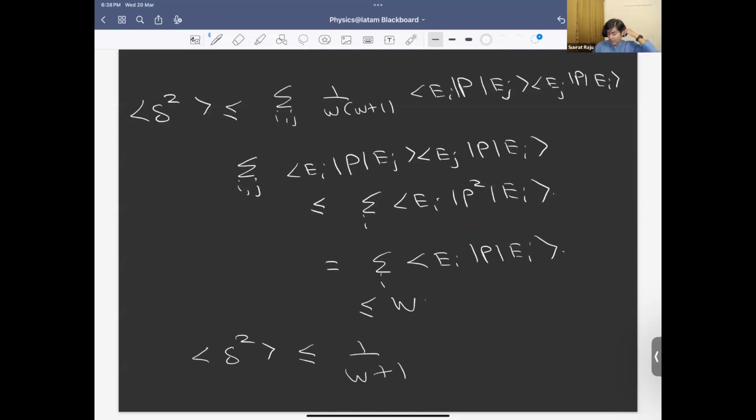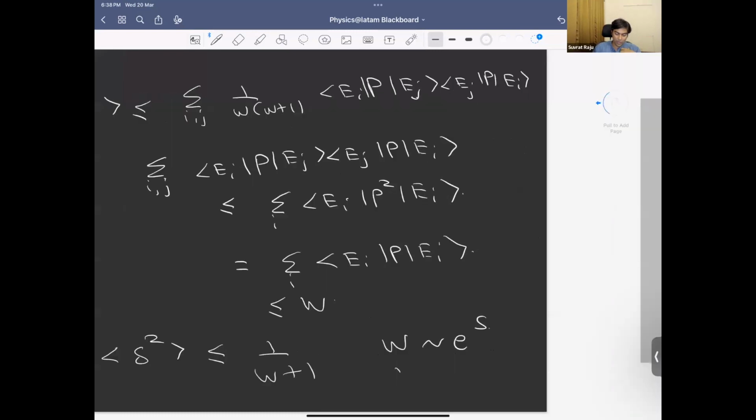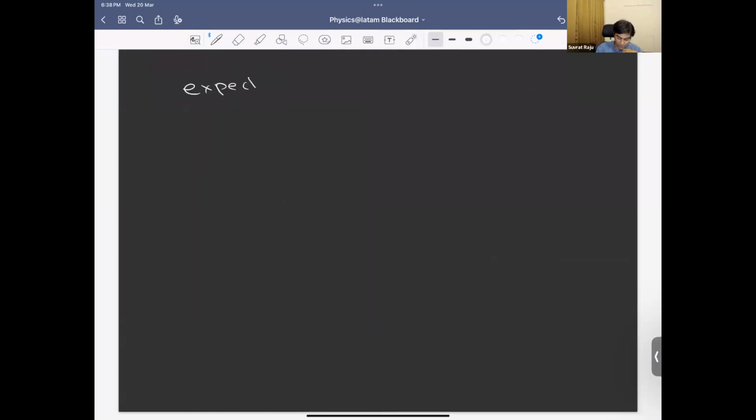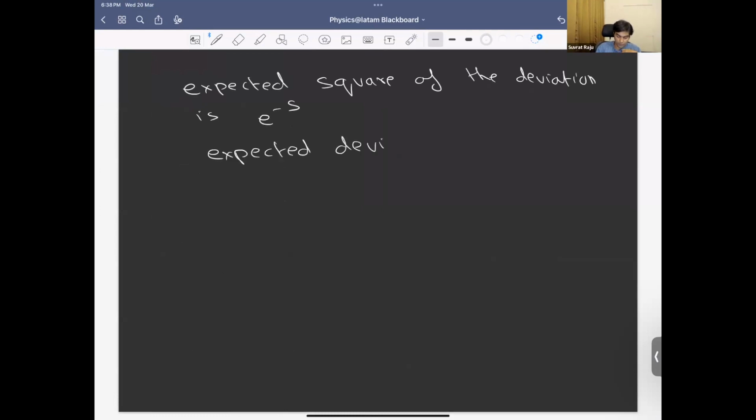Okay. Now remember that W was e to the S. And so what have we proved? What we've proved is that the expectation value of the square of the deviation is e to the minus S. So the expected square of the deviation is e to the minus S. So the expected deviation is e to the minus S by 2.